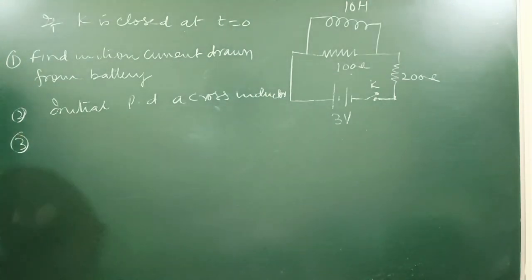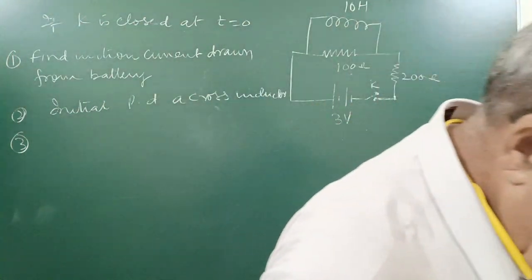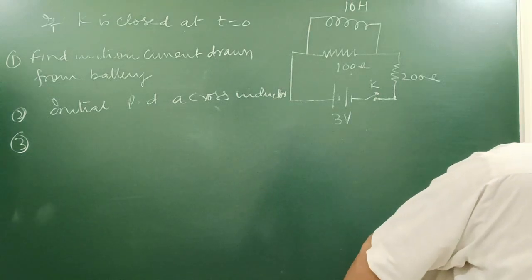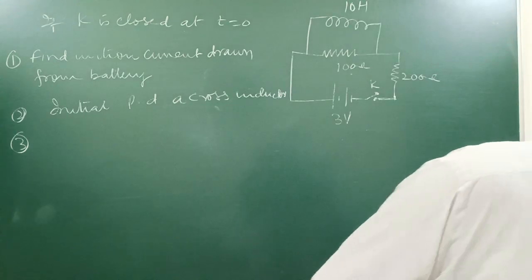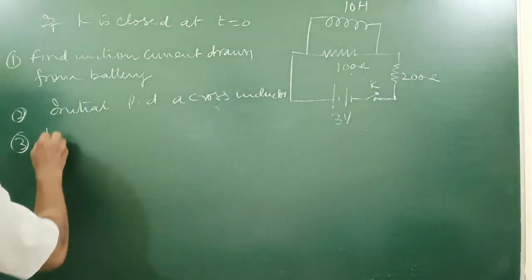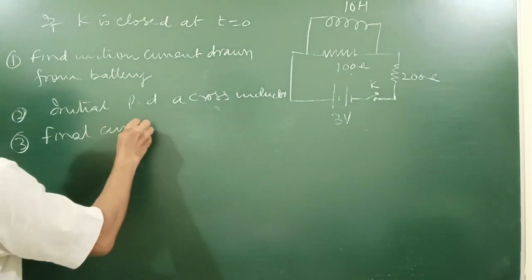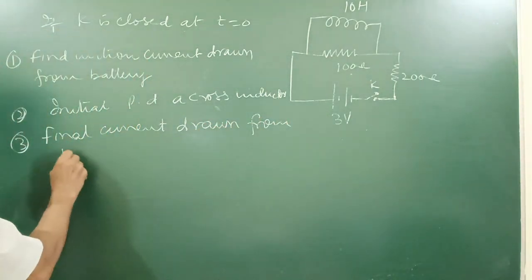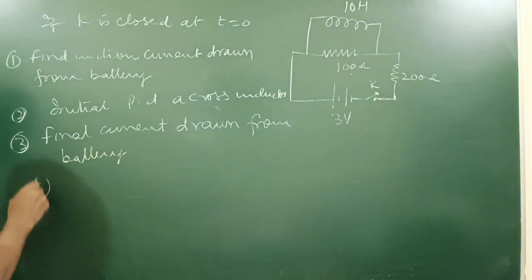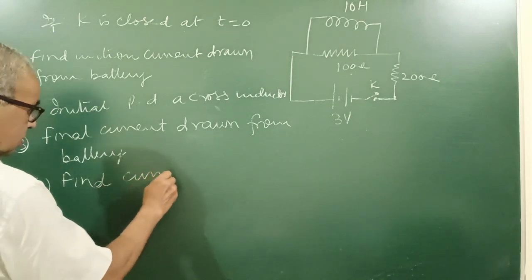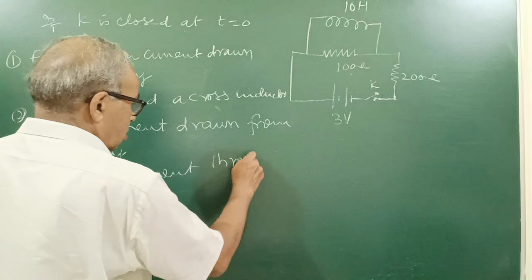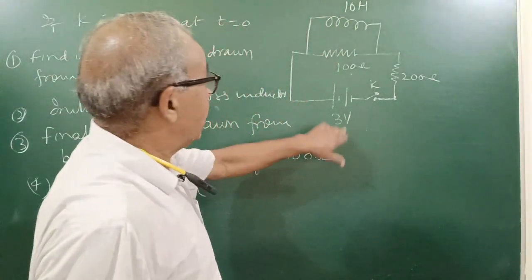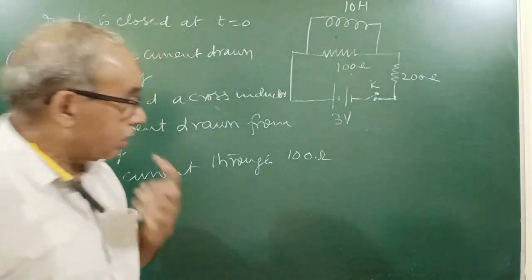Number 3, final current drawn from the battery. And number 4, final current through the 100 ohm resistance. So this is the question here: 3 volt battery, 100 ohm resistance, 200 ohm resistance, 10 Henry inductor.